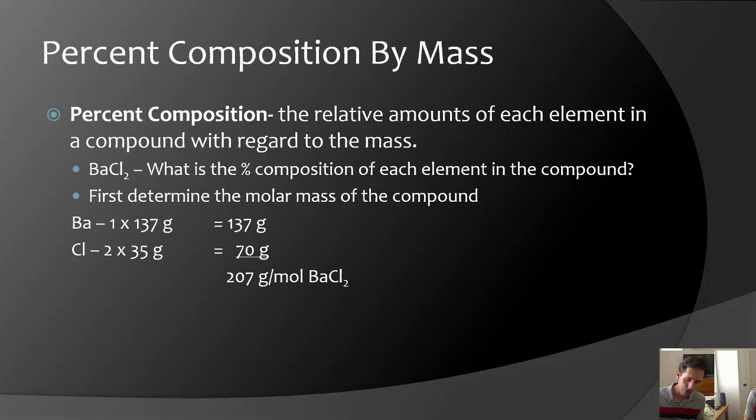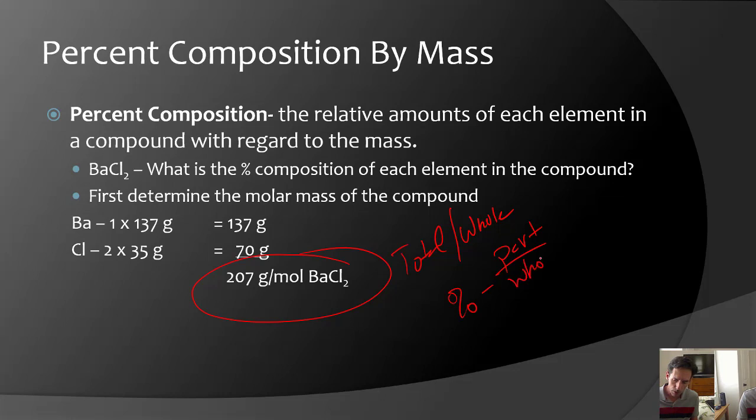This barium chloride is the total, or what I refer to as the whole. And whenever we do a percent, it's always the part over the whole times 100. That will give us our percentage. So let's take a look at how we're going to use this. These are the values we're going to use. Out of the parts, there are 137 grams of barium and 70 grams of chlorine, and the whole would be 207 grams.